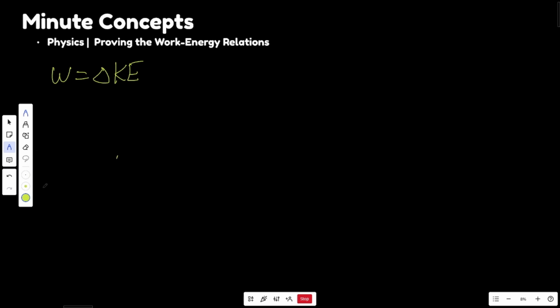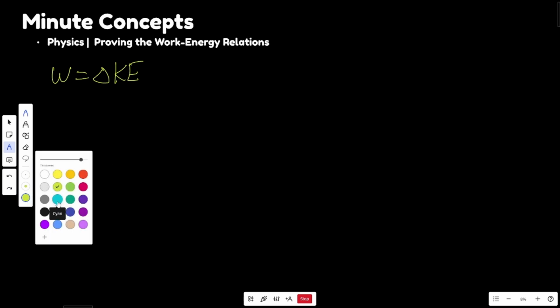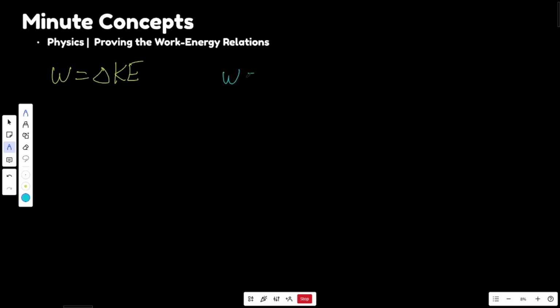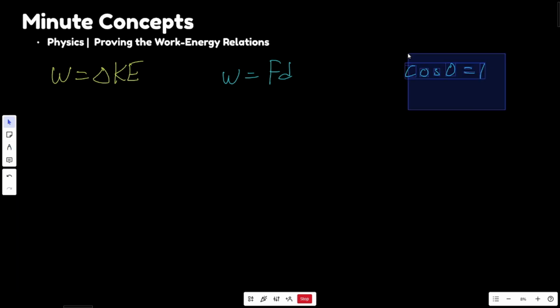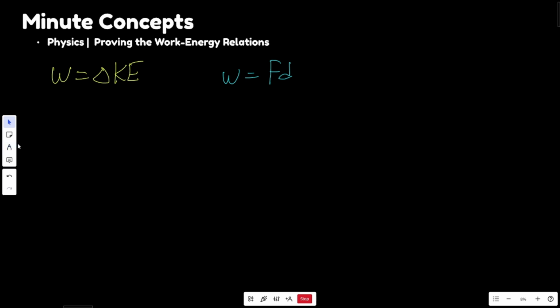So work, hold on, let's use a different pen throughout our derivation. Let's use blue. We know that work is equal to FD cosine theta. Now, assuming that cosine theta is maximized, let's just use cosine 0, which will equal 1. From here, we can also say that work is equal to mass times acceleration times displacement, or MAD. Work is MAD.